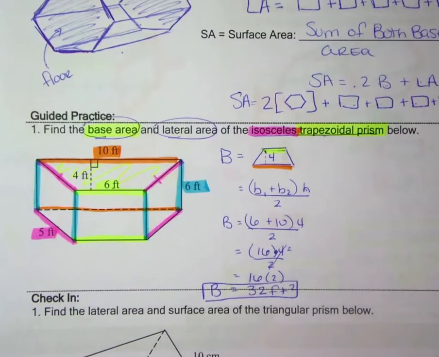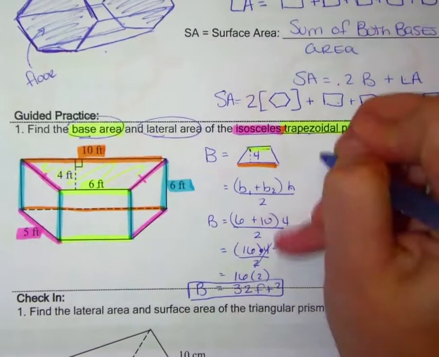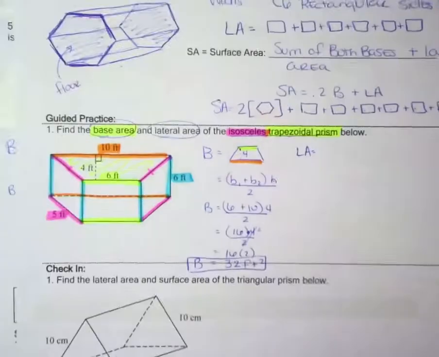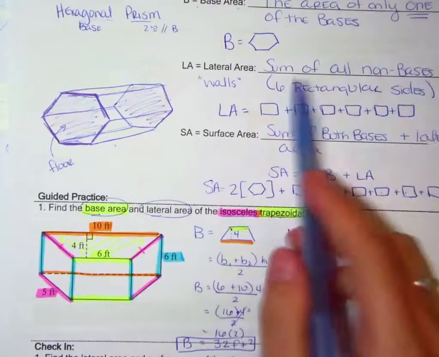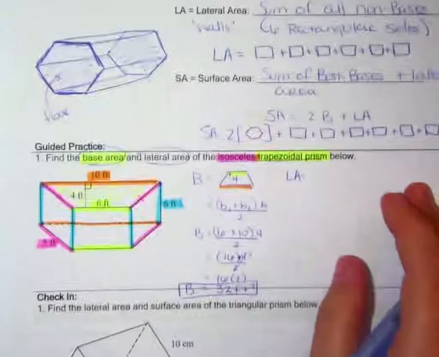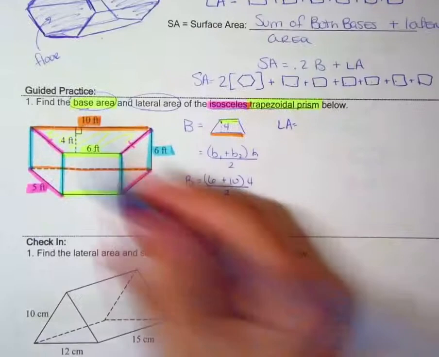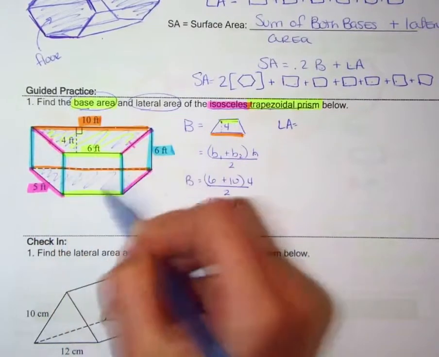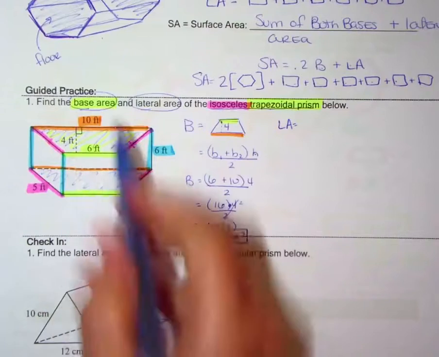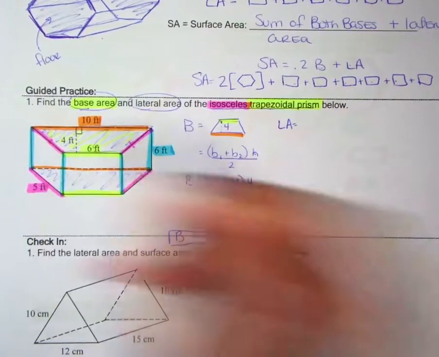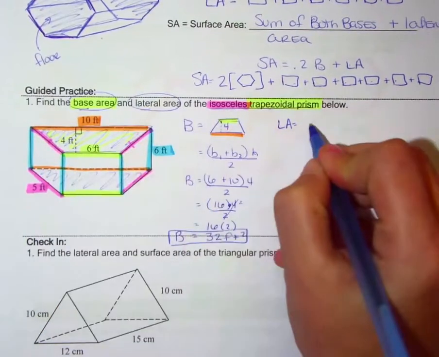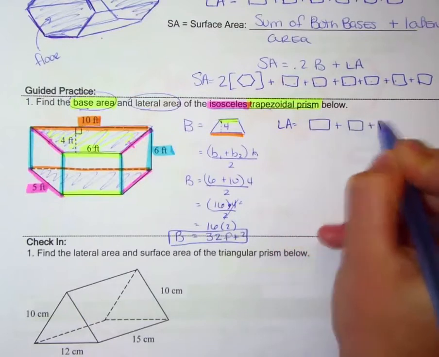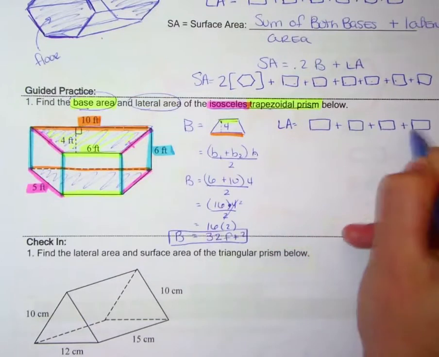Okay. Now we need to find the lateral area. The lateral area, just a reminder, is the sum of all non-bases, so like the walls of the figure. Okay, I'm going to go back and shade in the bases, which are trapezoids. So I need the area of, let's see, the trapezoid has 4 sides, so there should be 4 walls. 1, 2, 3, 4.